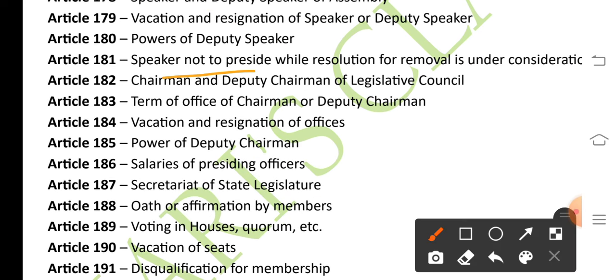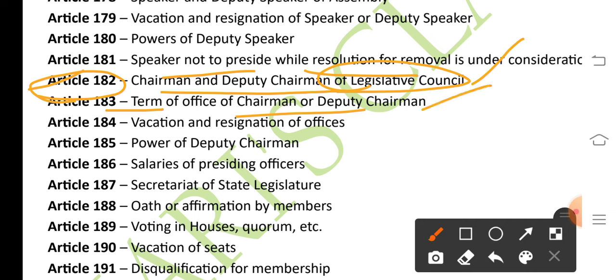181, speaker not to preside while resolution for his removal is under consideration in the house. 182, chairman and deputy chairman of the legislative council. This is very important. 182. 183 is term of office of chairman or deputy chairman of that legislative council.